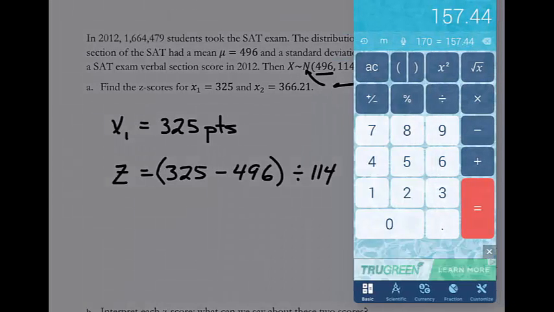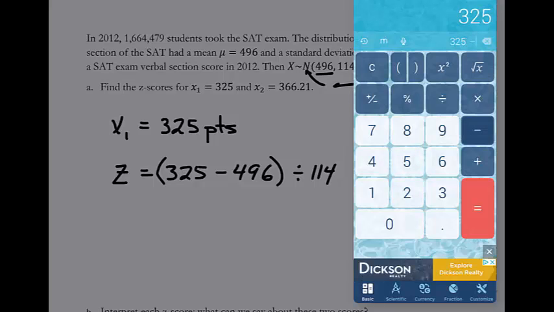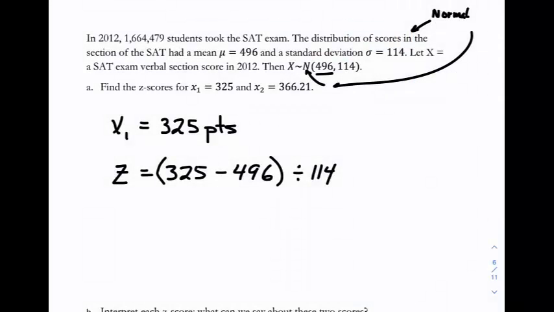So therefore 325 minus 496 is negative 171, and then divide that by 114, and there we go, we got an even negative 1.5. So that's pretty nice there for z, and later on we're going to interpret that.